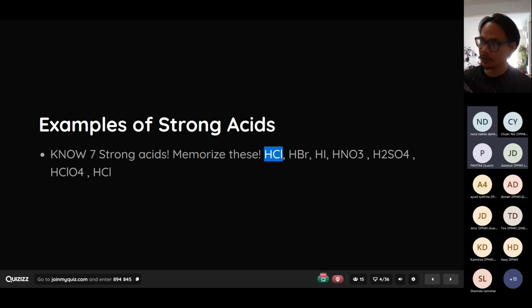HCl, dia ada satu saja hydrogen. So kalau dia larut dalam air, dia akan menggunakan all of its hydrogen. HBr also the same. HI also the same. H2SO4 is also the same. Walaupun dia ada dua hydrogen, tapi both of them kalau kita write the equation, dia akan menghasilkan water. Kalau kita balance the equation. Same for this one and same for this one. So the keyword is ionize, use completely. And also it helps kalau kamu boleh tulis the chemical equation.